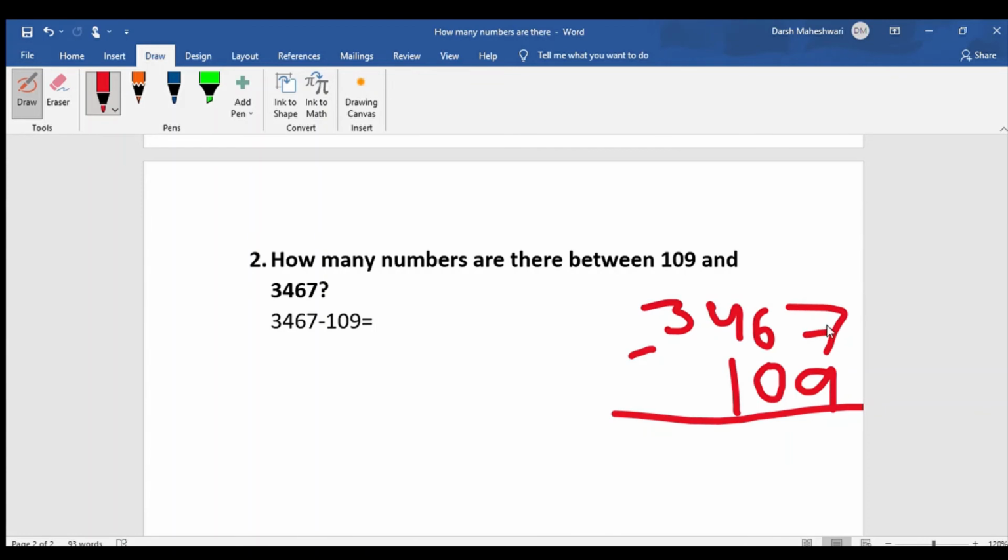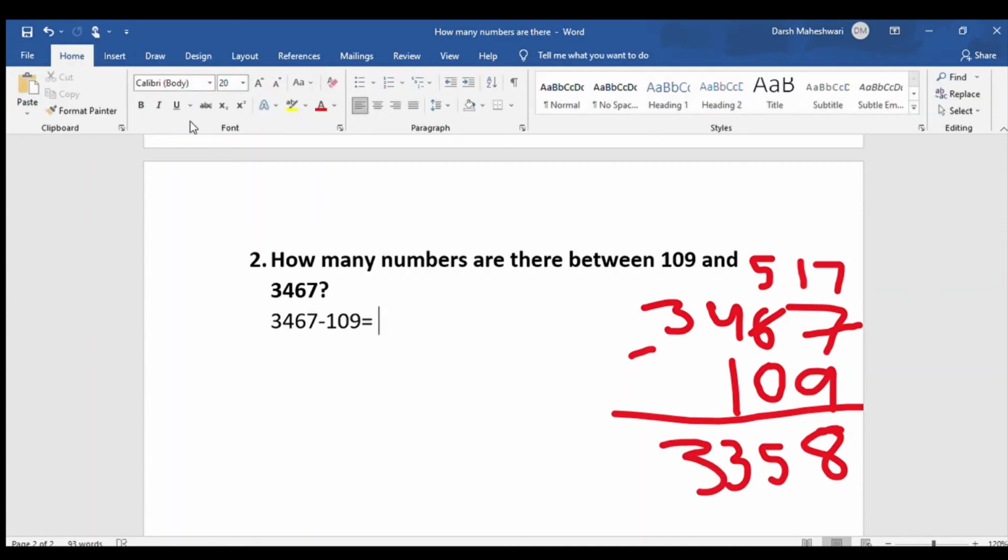Okay, so first we can make this a 17. 17 minus 9 is 8. And since we borrowed, we make this a 5. 5 minus 0 is 5. Now 4 minus 1 is 3. And 3 minus 3 is 0. So our answer would be 3,358. But we have one more step of subtracting 1, so we go ahead and do that. And when we do this, we get the final answer as 3,357.